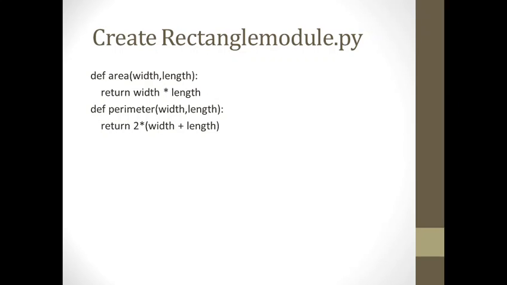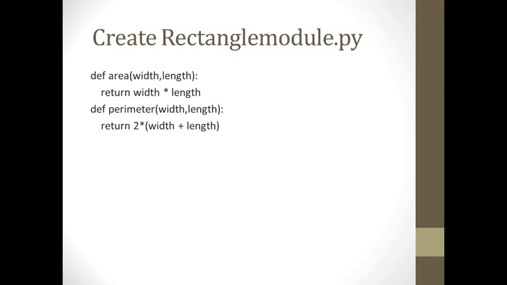Then we will create another module called rectanglemodule.py, and in this module we will have two functions. One is def area(width, length), return width * length. Another function is def perimeter(width, length), return 2 * (width + length). This is the program in which we will use rectangle area and rectangle perimeter.